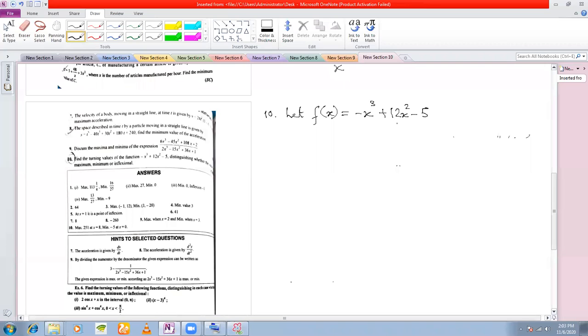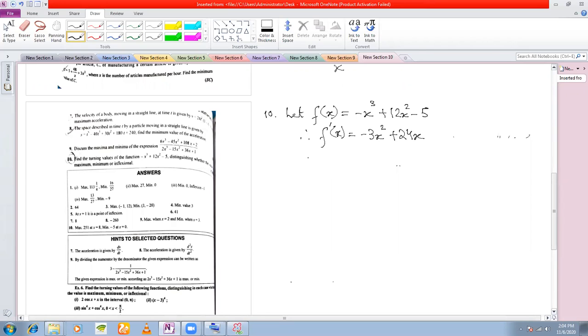So you will get certain points here. After you equate the first derivative equal to 0, then you check whether the points are points of local maxima or minima, or whether they are points of inflection. So first differentiate this. f dash x is equal to minus 3x square plus 24x.